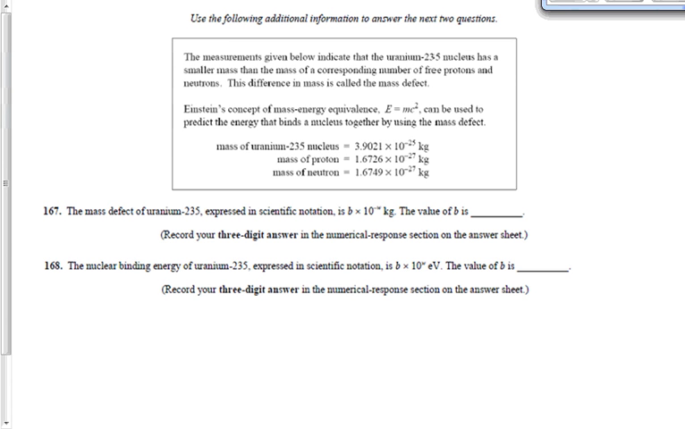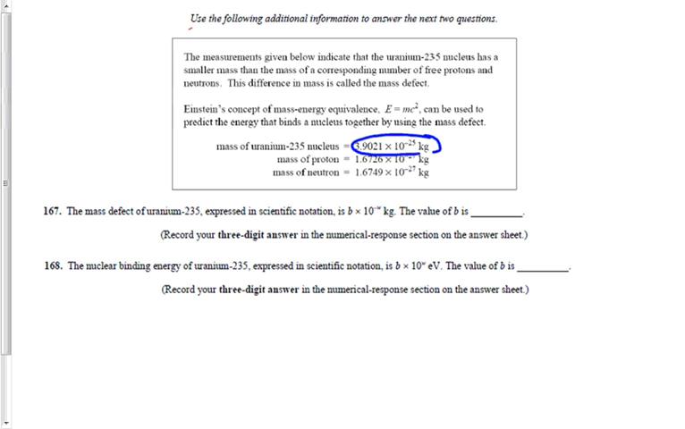So let's get the mass defect now. How are we going to get the mass defect? Well, we know that uranium-235 has this mass, right? The mass of the proton is 1.67. The mass of the neutron is 1.67, a little bit more, right? So do we add these two up and then subtract it from this? No, not quite. You're on the right track, but not quite. What's the problem with that?